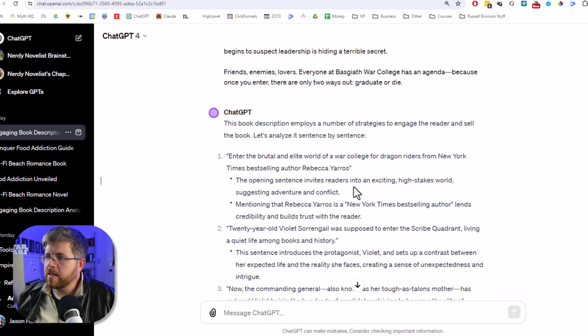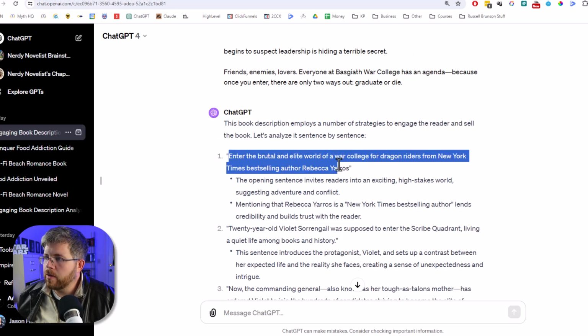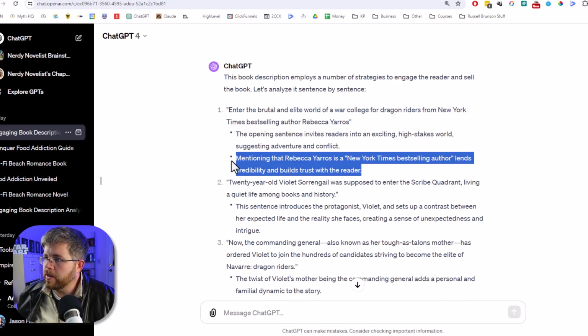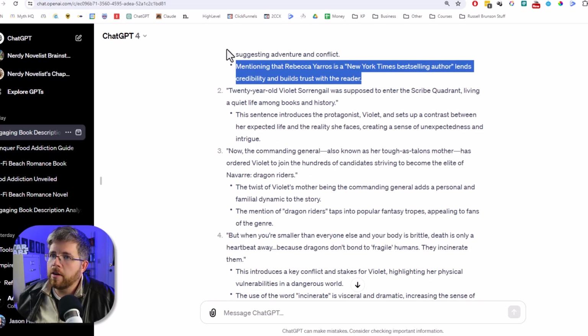All right, and we have a sentence-by-sentence book description analysis here. So it gives us first the first sentence here: Enter the brutal and elite world of a war college for dragon riders from New York Times bestselling author Rebecca Yarros. The opening sentence invites readers into an exciting, high-stakes world, suggesting adventure and conflict. Definitely a good analysis there. Mentioning that Rebecca Yarros is a New York Times bestselling author lends credibility and builds trust with the reader. Also accurate.